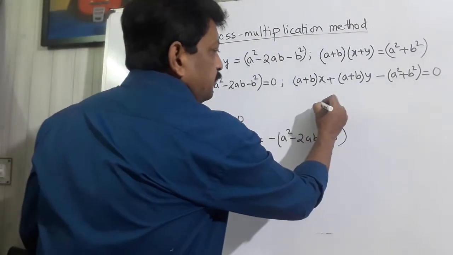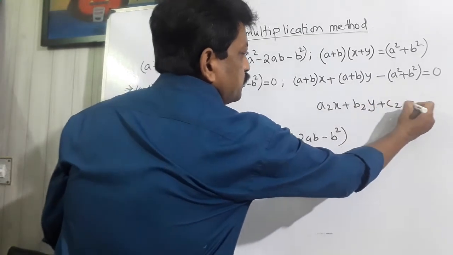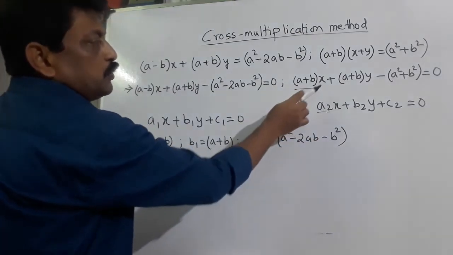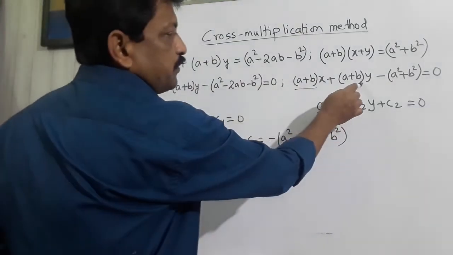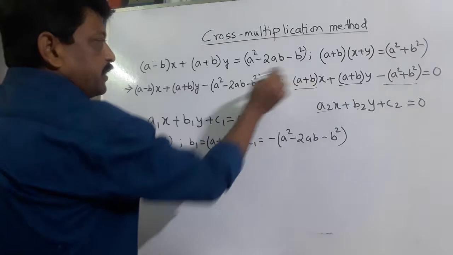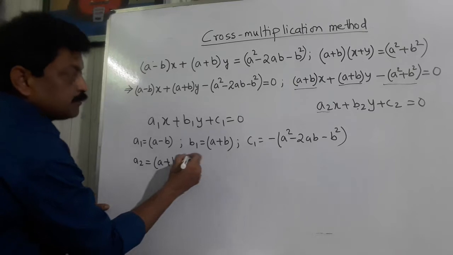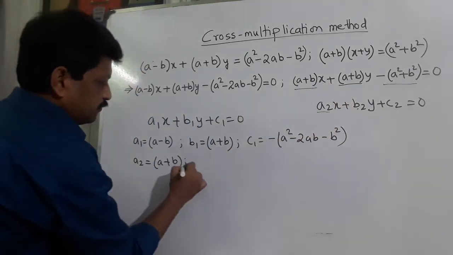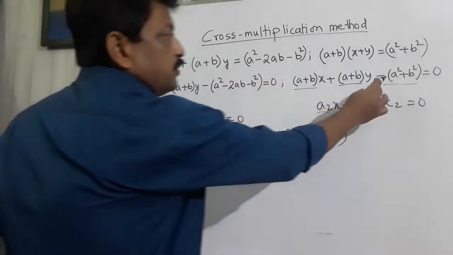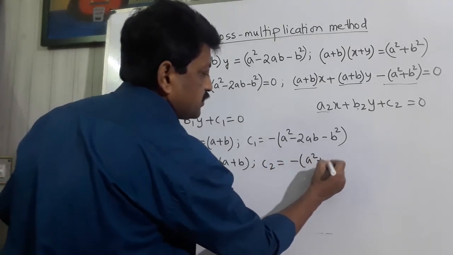Similarly, the general form for the second equation is a2x plus b2y plus c2 equals 0. If we compare with the general form, the coefficient of x is a2, so a2 is a plus b. The coefficient of y is b2, so b2 equals a plus b, and the constant term c2 is minus of (a square plus b square).